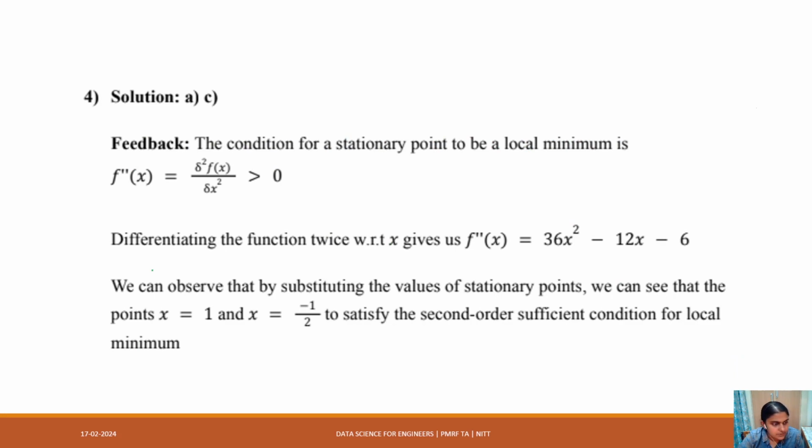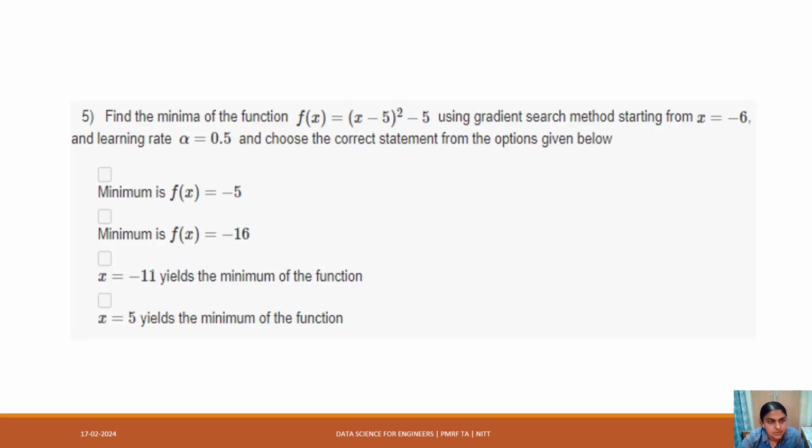So I have given the answer also. Now the next question is, find the minima of the function f of x equal to (x minus 5) whole square minus 5 using gradient search method starting from x equal to minus 6 and learning rate alpha equal to 0.5, and choose the correct statement from the options given below. Okay, so this is a different question, similar to one we have seen in the theory part.